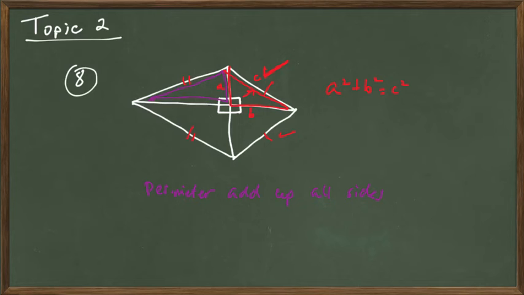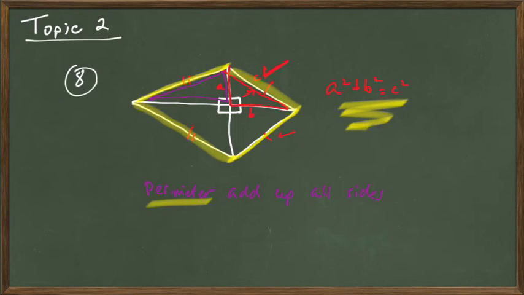So you're going to be adding this side plus this side plus this side plus this side to get your perimeter. But you'll need to use the Pythagorean theorem in order to do that. All right.